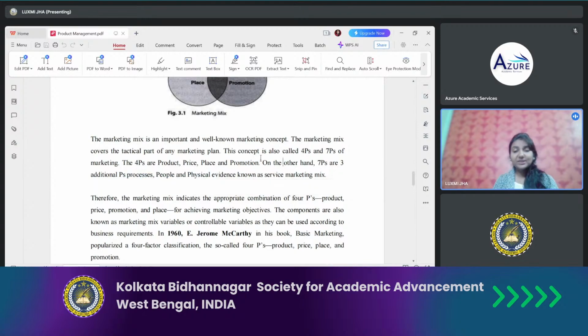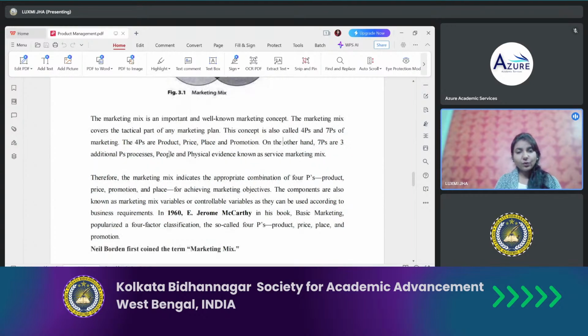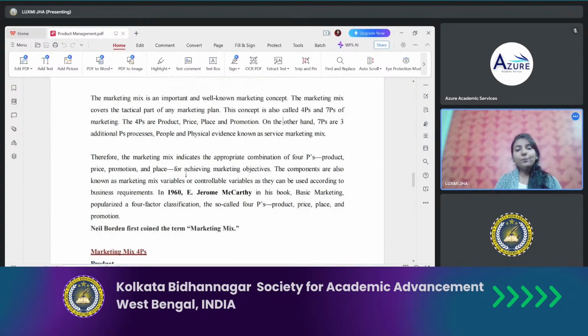As I told you, we will be discussing this more clearly. So the 4 Ps talk about tangible products, which is required in every case. Okay, so this is product, place, price, promotion. The latter three, which are known as the 7 Ps, have been added with respect to the service marketing mix. So that is process, people, and physical evidence, added with respect to services only. So now we will understand what these 4 Ps talk about. Therefore, the marketing mix indicates the appropriate combination of 4 Ps. Okay, what are these?